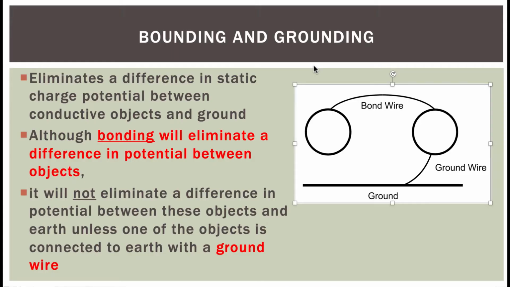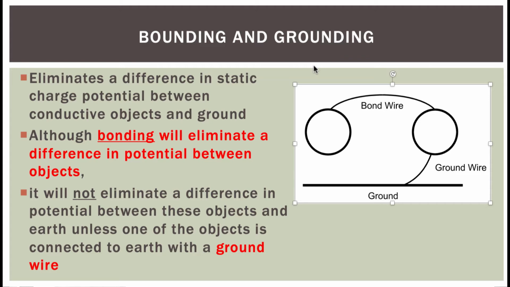I think that video really displays the effects of static electricity and how small of a spark is required to create a flash, where if you had enough fuel source, it could create a fire. So to eliminate the difference in static potential between 2 objects, we bond them and ground them.